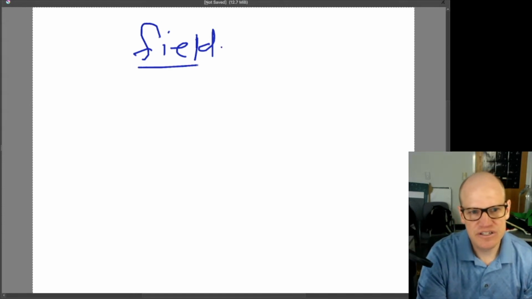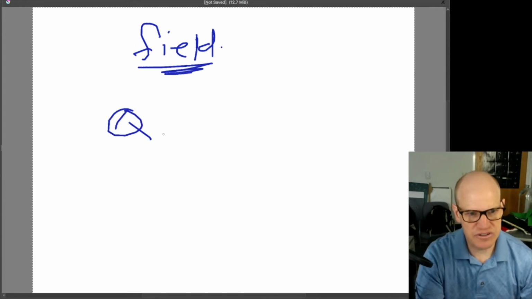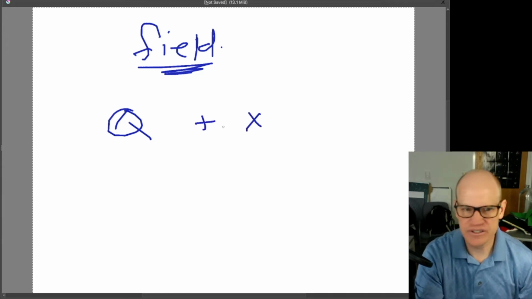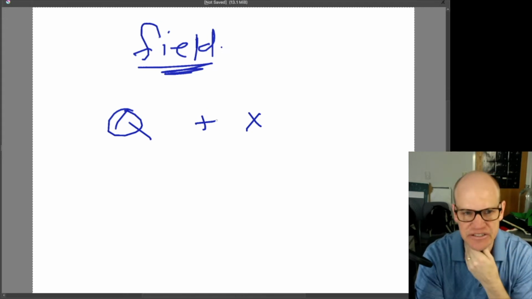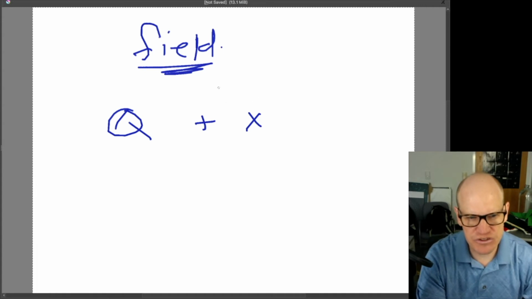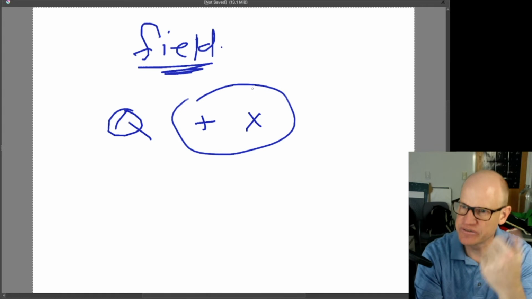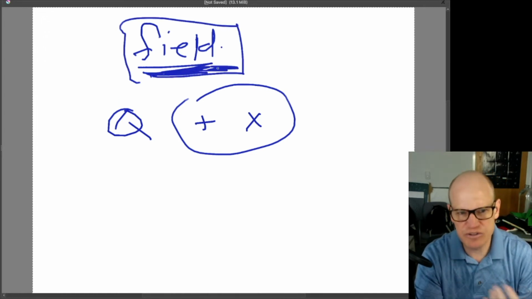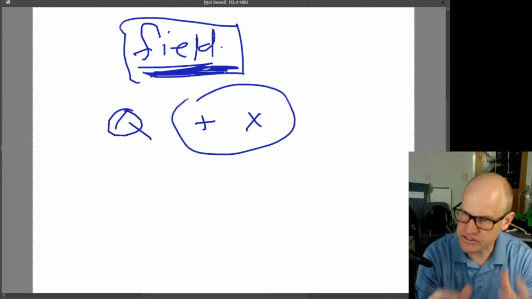A field is one where you have a set of numbers. In this case, we can work with the rational numbers, and you have two operations, plus and times. They don't necessarily have to be plus and times. These could be different actions that you take. But when you have this with two different operations, and it's closed, and you have inverses, and it's commutative, and it's associative, then you get a field. And that's most of the arithmetic that we learn with numbers, we're dealing with a field, which is a slightly more complex structure.